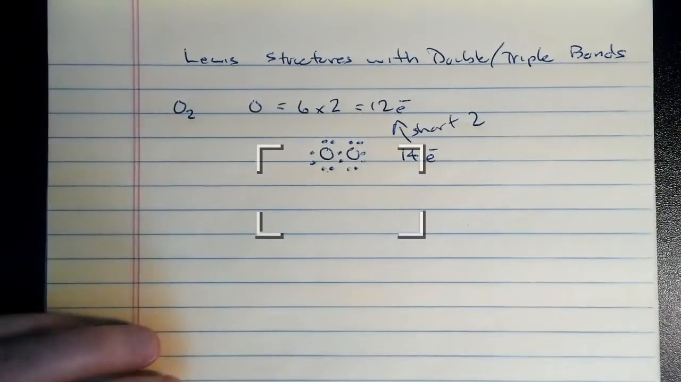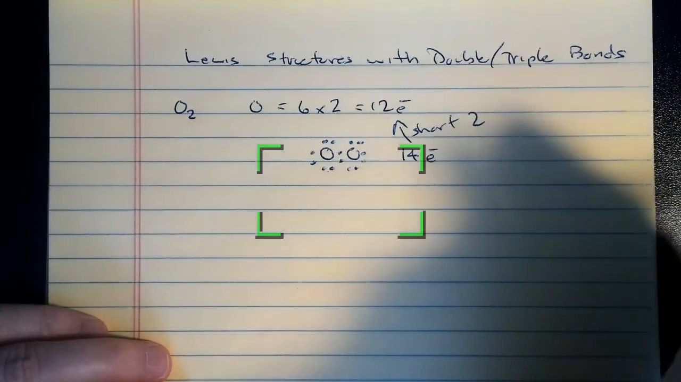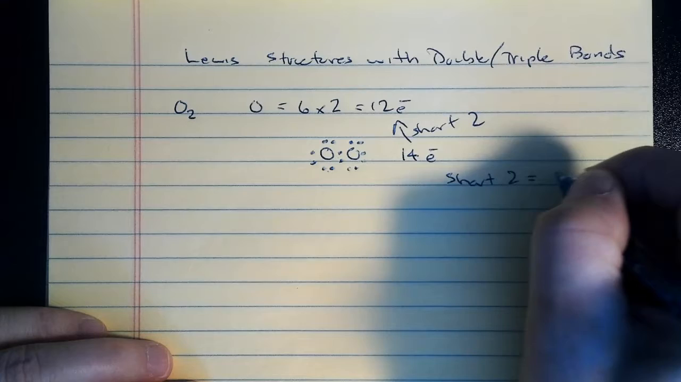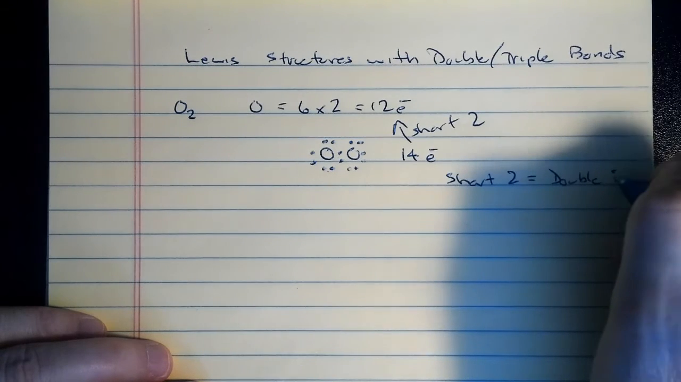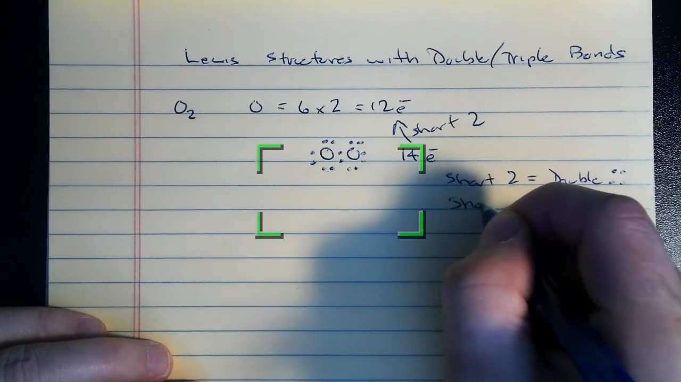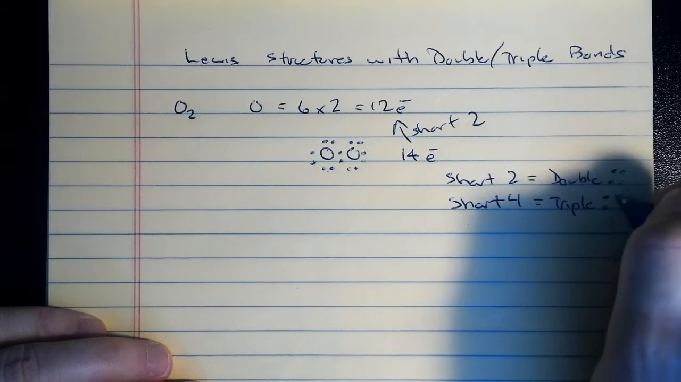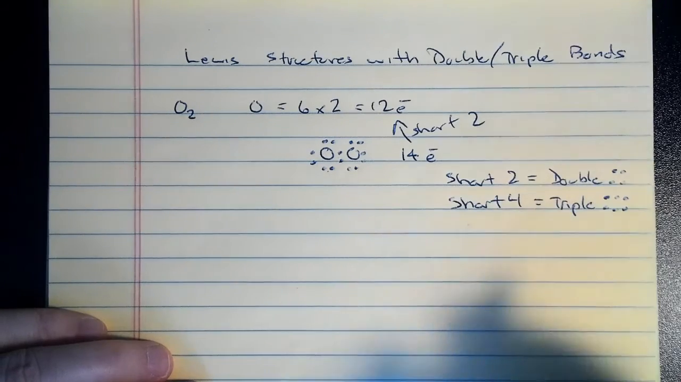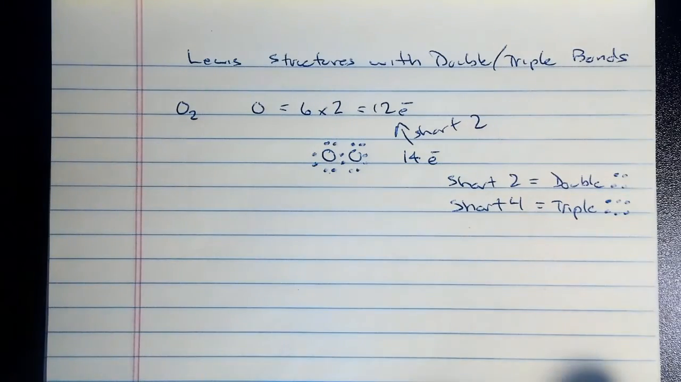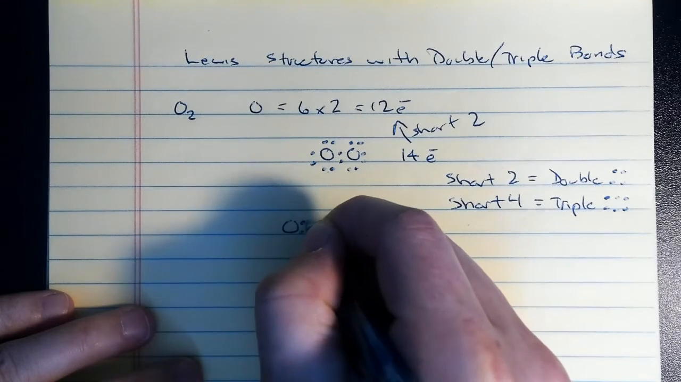And if you're short 2, you're going to make a double bond. If you're short 4, you're going to have to make a triple bond. So short 2 is equal to a double bond, which is going to be this right here. And then short 4 is equal to a triple bond. So we're going to have this right there before we convert them into lines. That'd be 6 electrons. So anyway, we're going to put the double bond in the only place that we can, in the middle. So let's write this again, and let's put our 4 electrons right here.